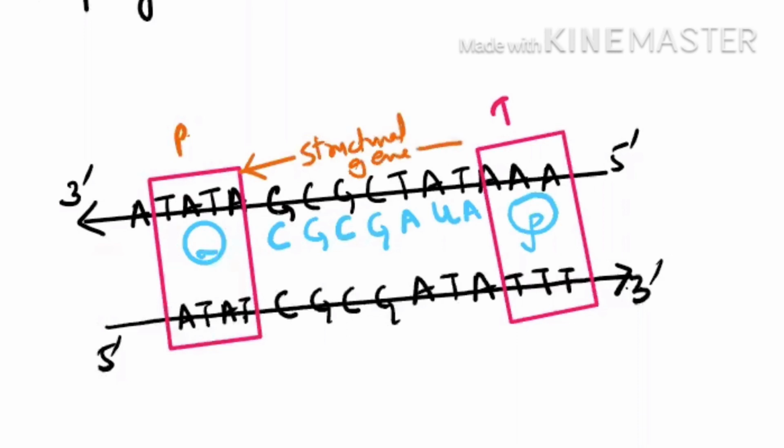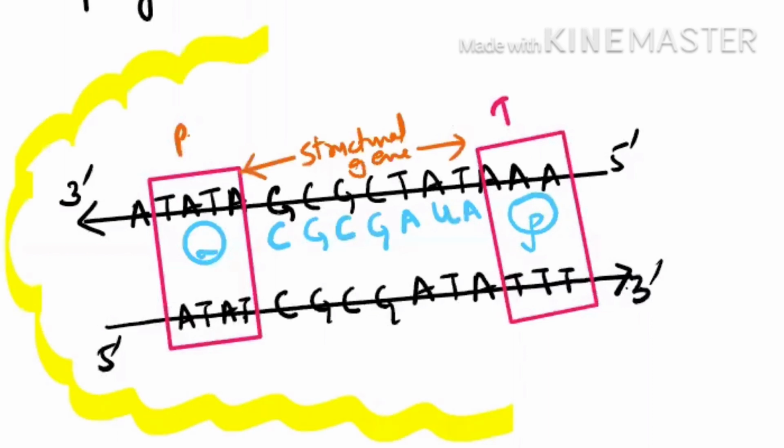So only this area is transcribed, and the terminator is again an area which gives an idea that now the transcription should stop. So for transcription, you want a promoter so that RNA polymerase can identify it and start its work, but you will transcribe only the structural gene, and where to stop, the terminator will give an idea. So all these three are working as a team. We call it the transcription unit.